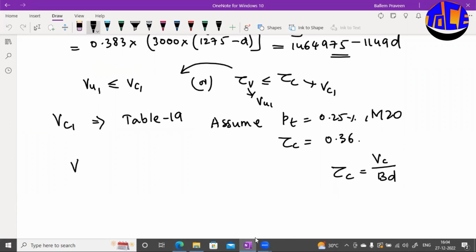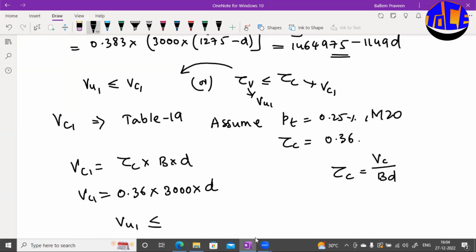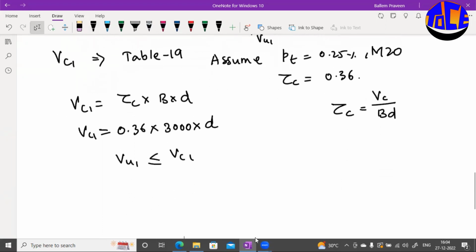So here VC1 is equal to tau C into B into D, right? Here your tau C is equal to 0.36 that we got from table number 19, and B is 3000, and we don't know the D, so we need to find out the D. So this is your VC1. Now we know that your VU1 should be less than or equal to VC1. Let us equate these two so that we'll get the D value.